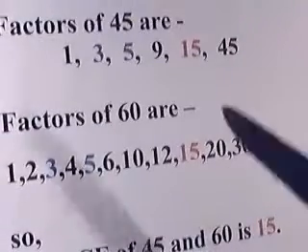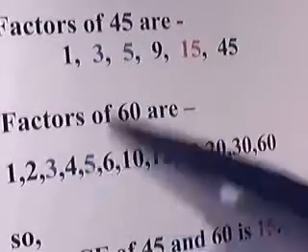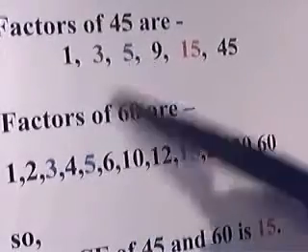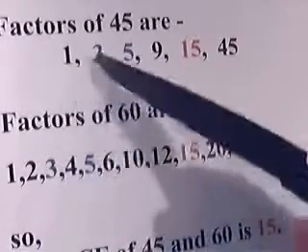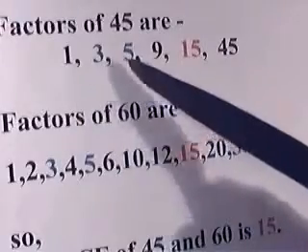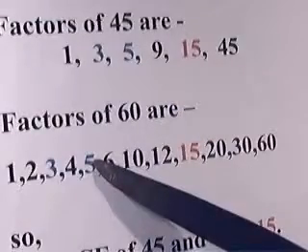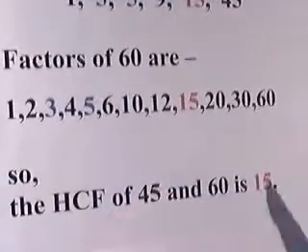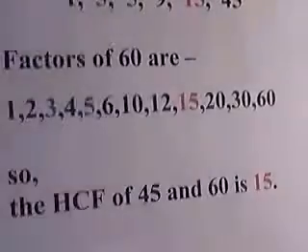Now you will notice that I have put in blue here 5 and 3 in these two lists. I put them in blue because the 5 is common to both lists, and the 3 is common to both lists. So these common factors occur in both lists, but they are not the highest, so they don't appear in the answer. 15 is the highest factor which is common to both lists. That's what we mean by the highest common factor.